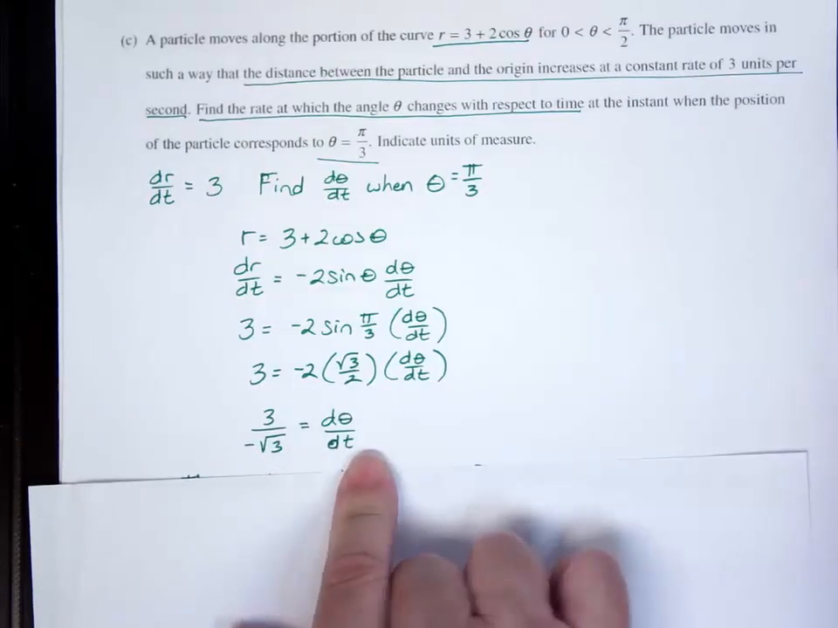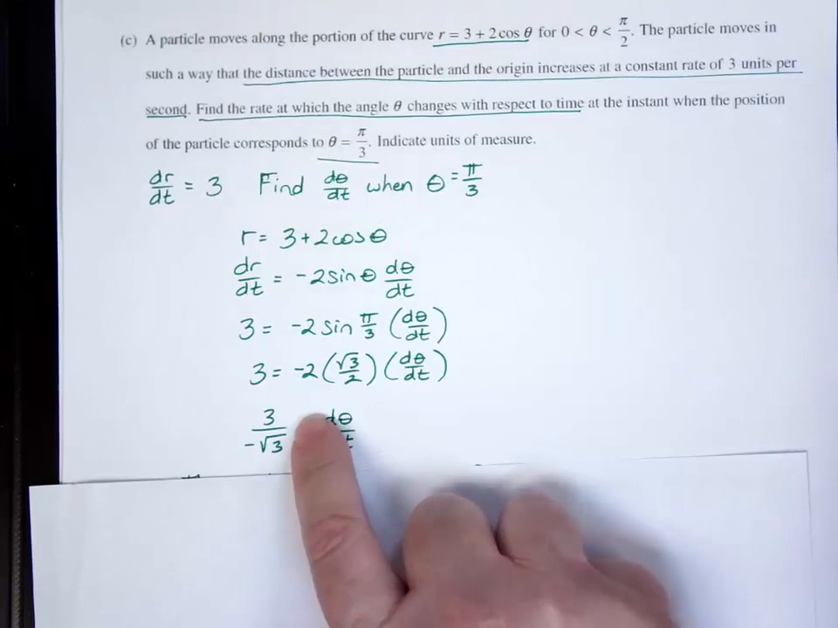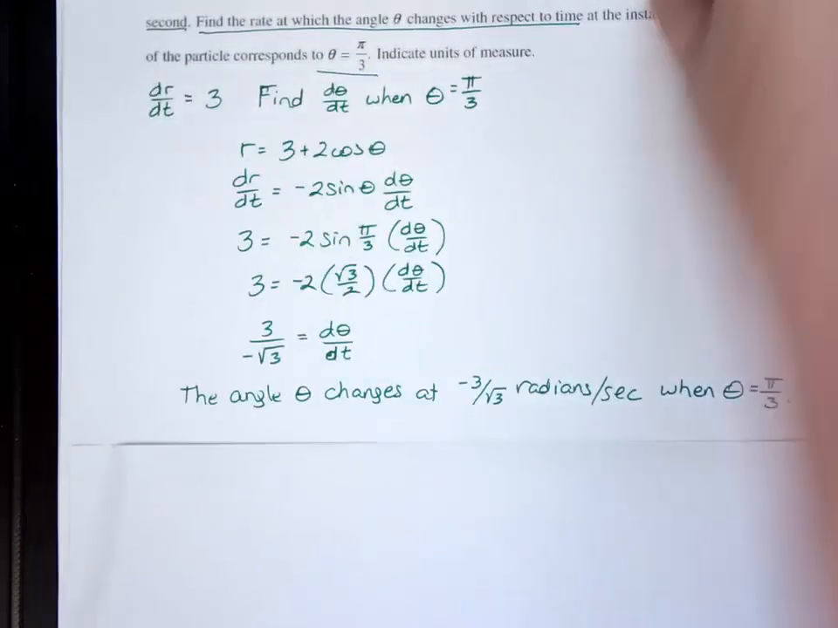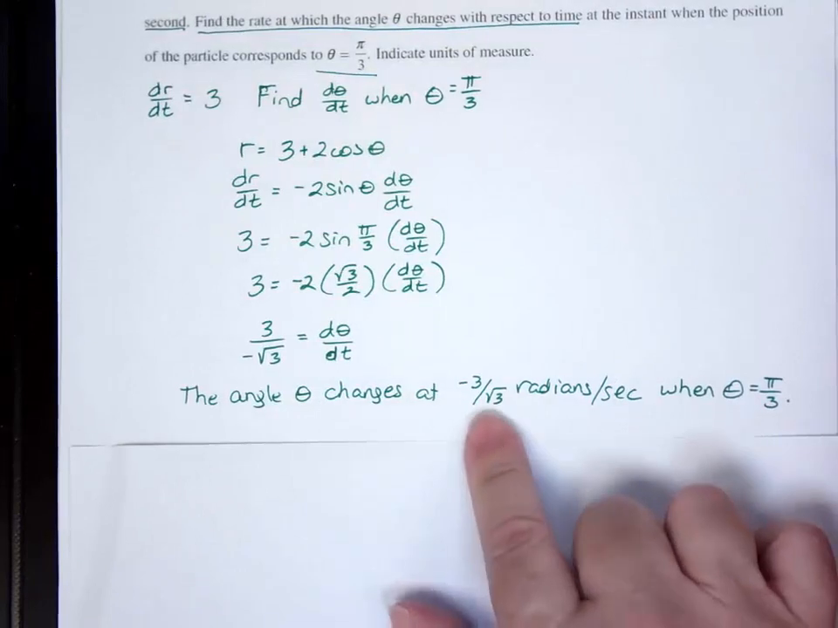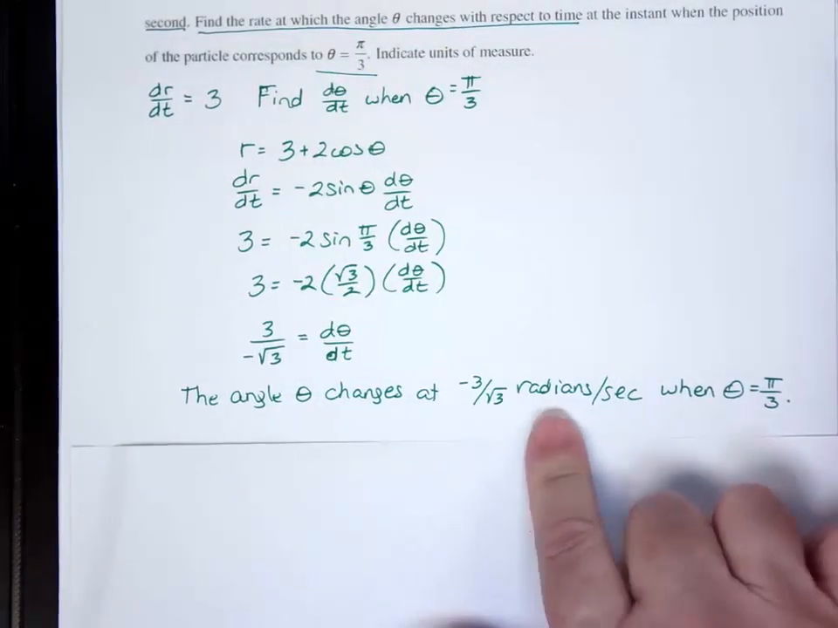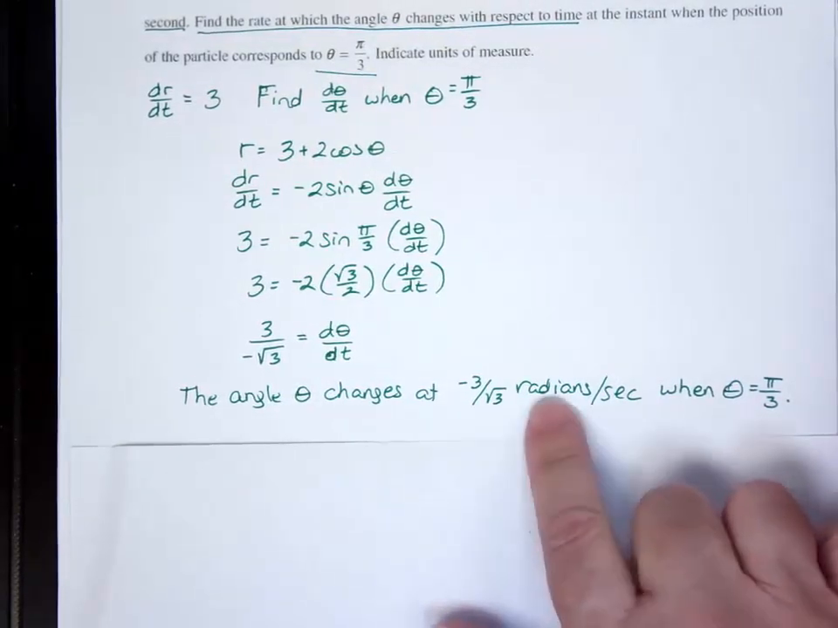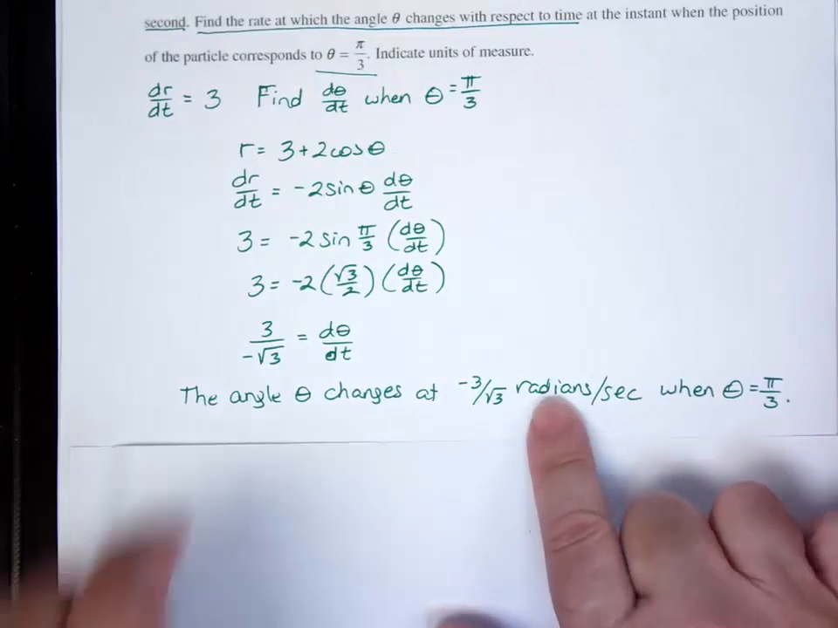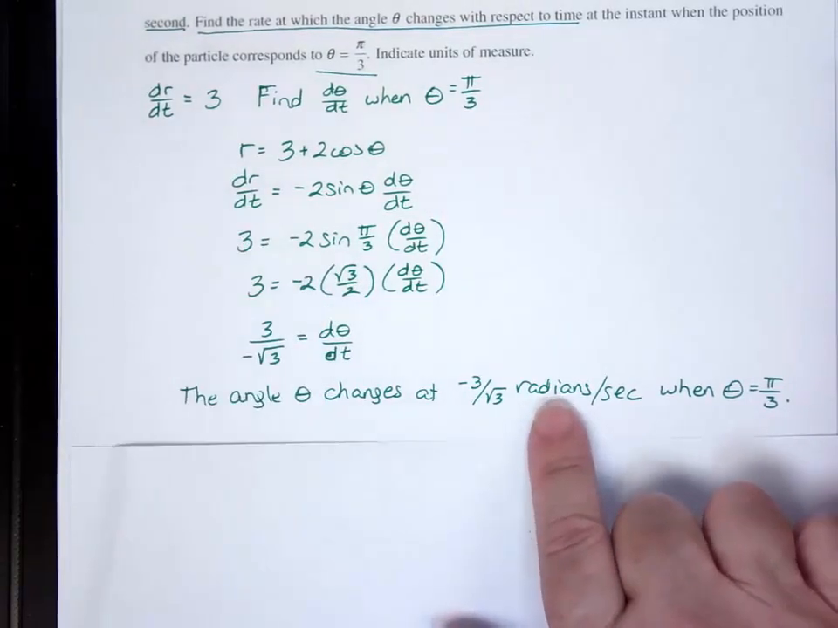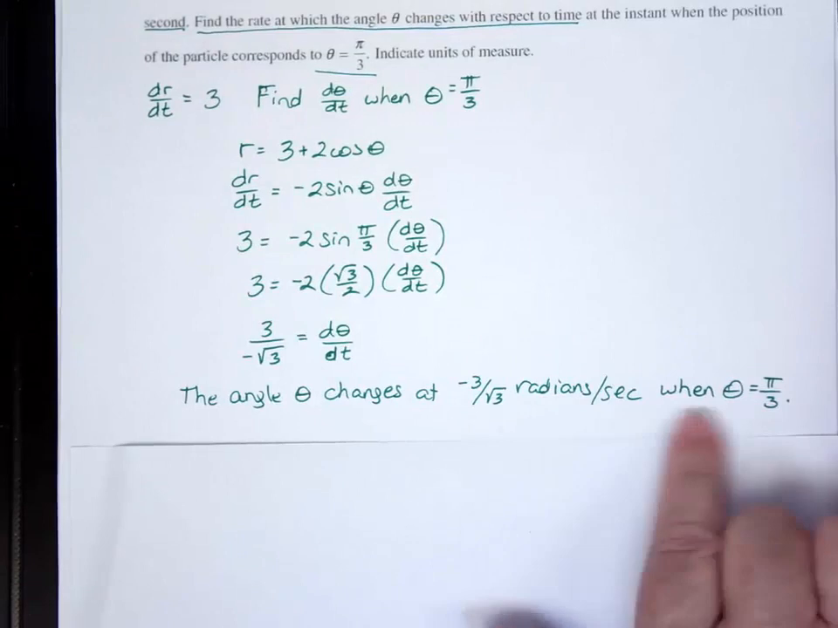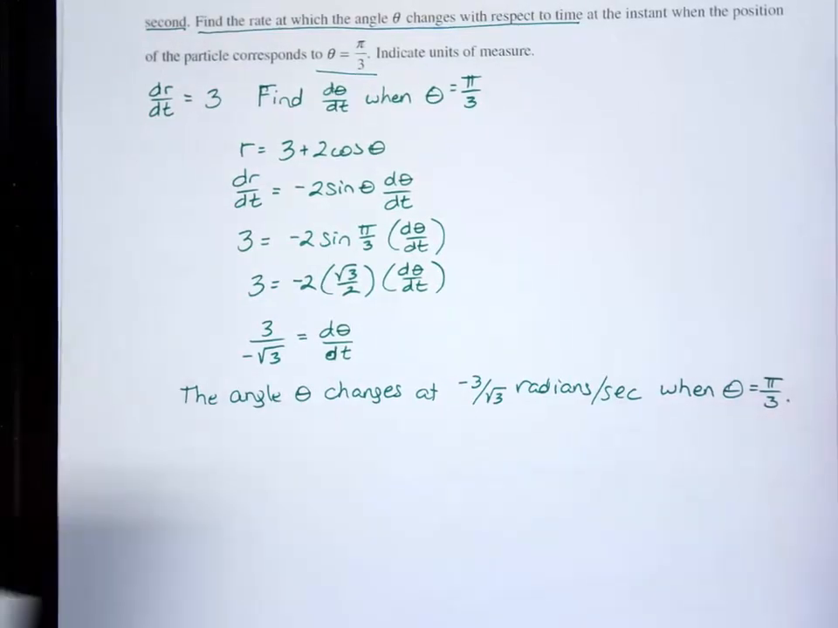Now what you could do is just squeeze a label in there, but I went ahead and wrote a sentence. The angle theta changes at negative 3 over radical 3 radians per second. Because it's an angle, it's got to be radians, and the unit of time that's given is seconds, so it's radians per second when theta equals pi over 3. All right.